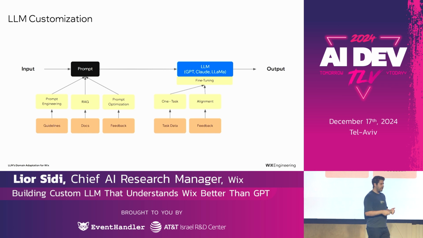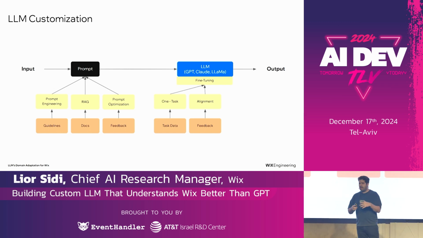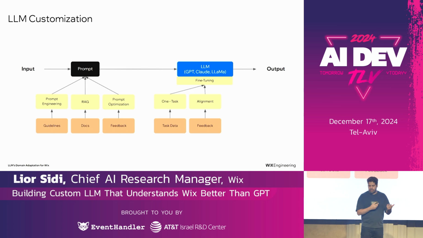Another approach is called alignment. I won't go deep into that, but it's mostly about when you want to improve holistic capabilities, tone of voice, and general capabilities in the LLM, and you want to use, if you know, RLHF and so on. So alignment is another topic.